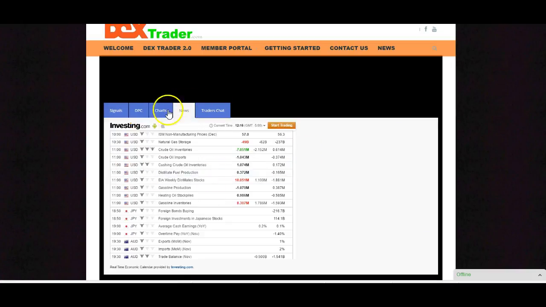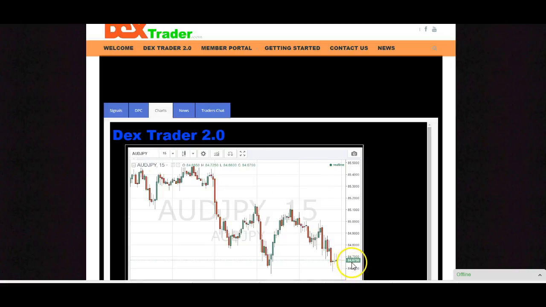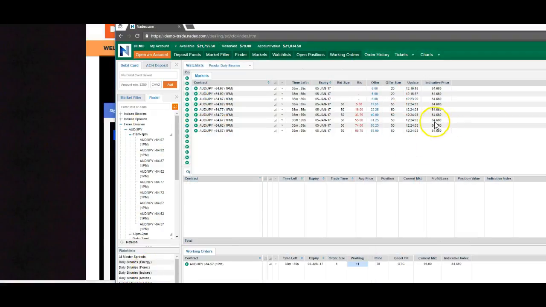As you can kind of see, if I go to the chart system and I type the Audi JPY, you're going to see that it says 84.67 here, while on Nadex, it's a little bit higher, you see? So it's usually 1 or 2 pips higher on Nadex than it is in spot Forex.